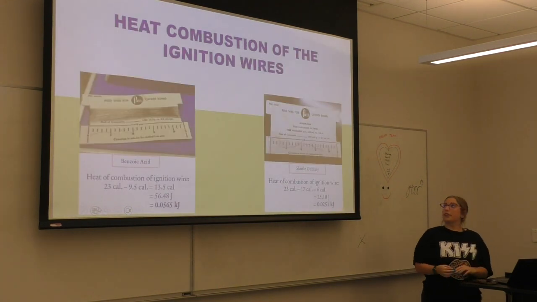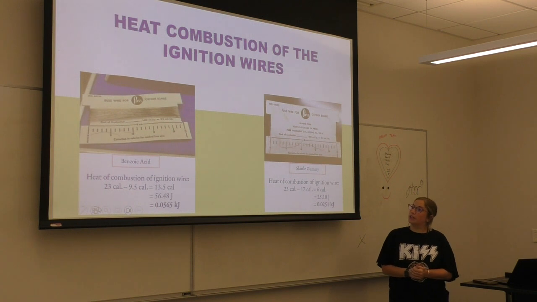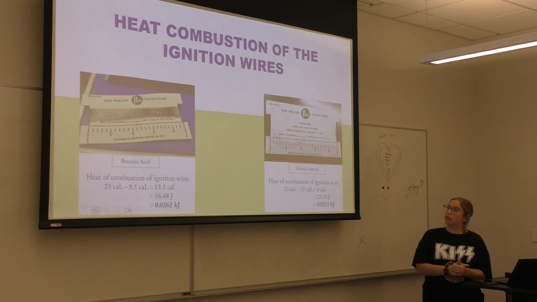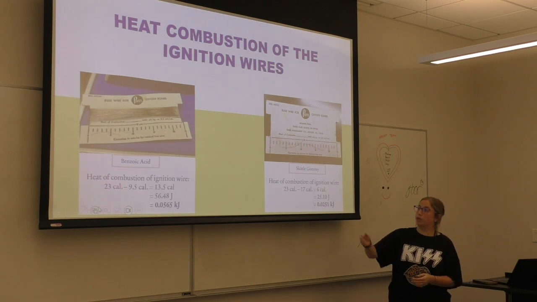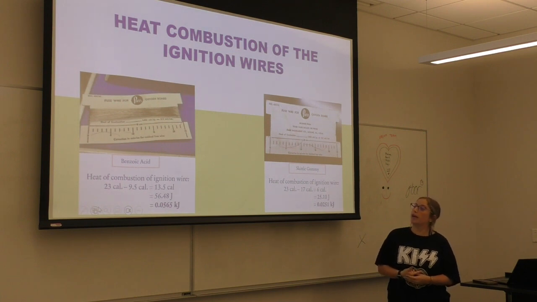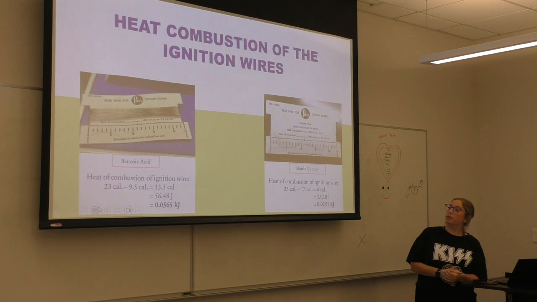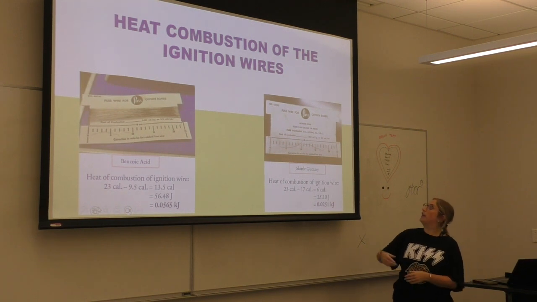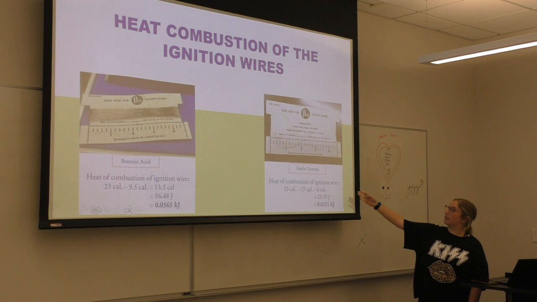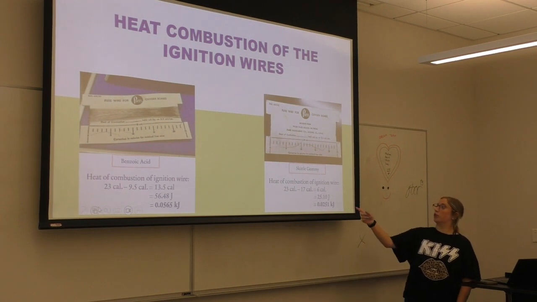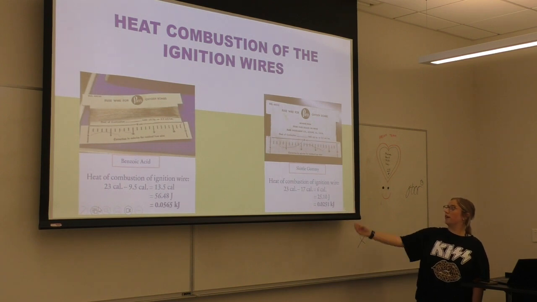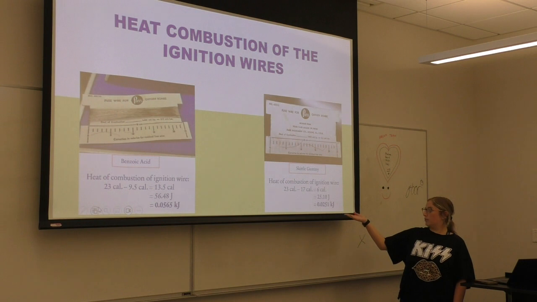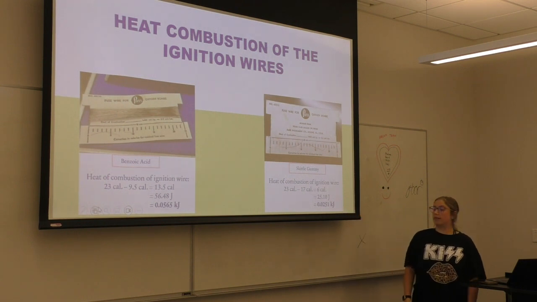And then right here I calculated the heat of combustion of the ignition wire. For the benzoic acid, the heat of combustion of the ignition wire was 23 cals minus 9.5 cals, which equaled 13.5 cals. That converted to 56.48 joules, which gave 0.0565 kilojoules. And then for the Skittle gummy, the heat of combustion for the ignition wire was 23 cals minus 17 cals, which gave us 6 cals, converted to 25.10 joules, and one more conversion gave us 0.0251 kilojoules.